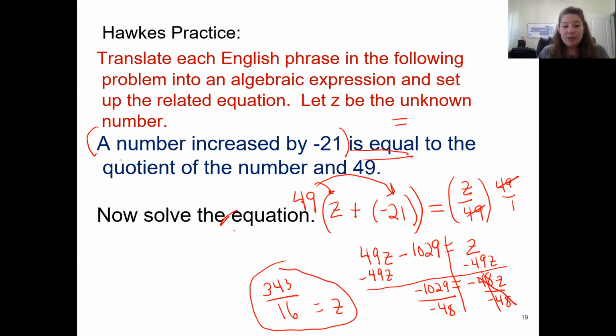16 is not divisible by 3. 4 doesn't go into 343. So I think we're good. That's as far as we can go. All right. And like I said, that's straight from Hawk, so you'll probably see that question. All right, so that's that section.